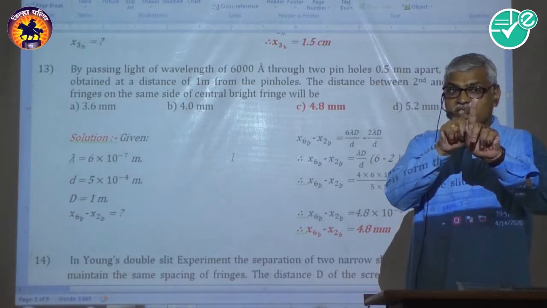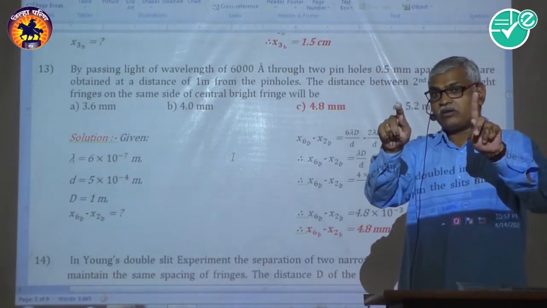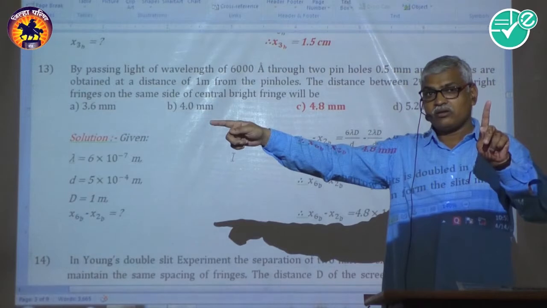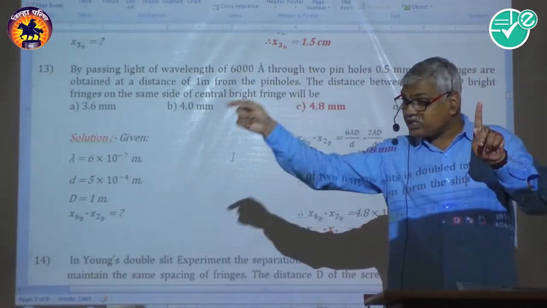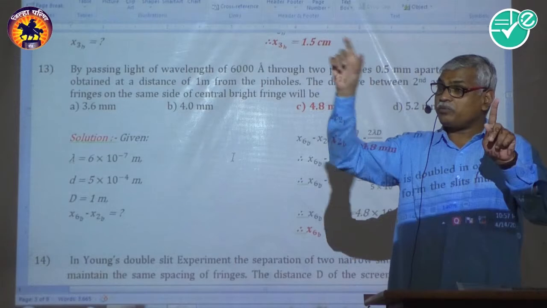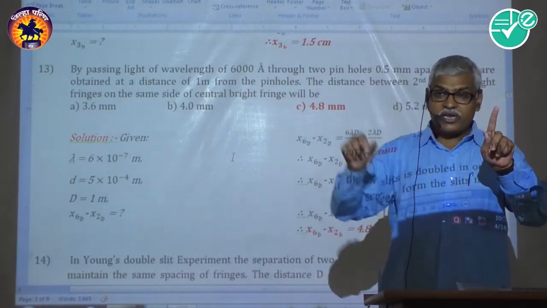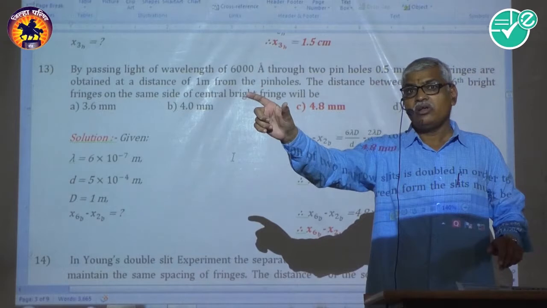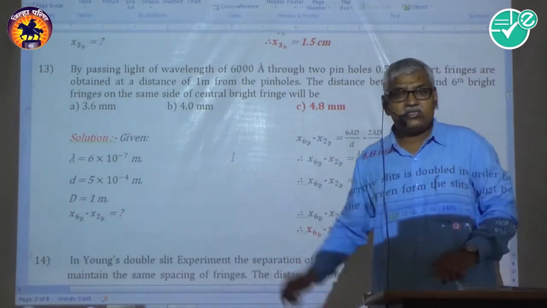We have to calculate the distance between central bright and second bright. Now we have to calculate the distance between central bright and sixth bright. And we have been asked the distance between sixth and second bright. Therefore, we have to subtract the distance of the second bright band from the distance of the sixth bright band. We will get the difference between the sixth bright band and the second bright band.